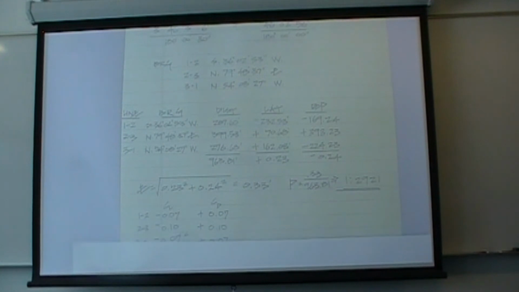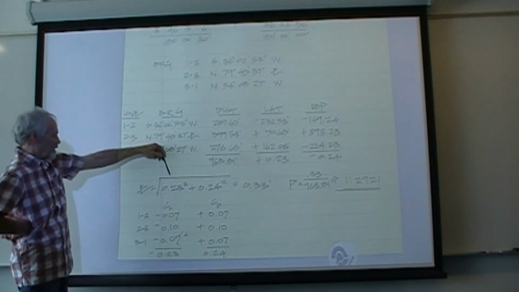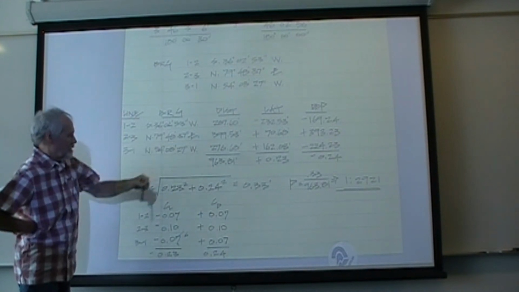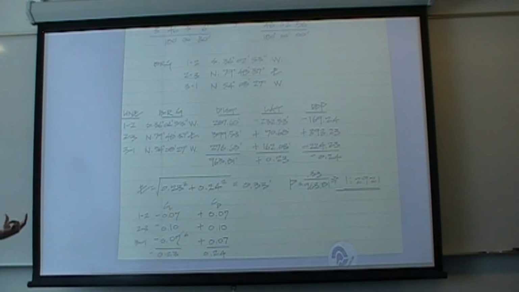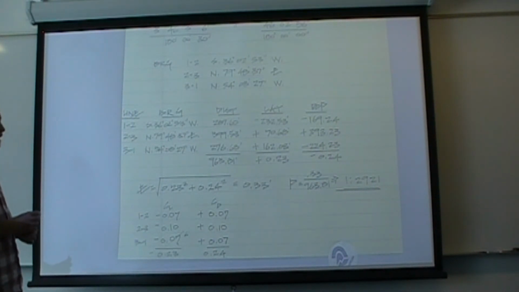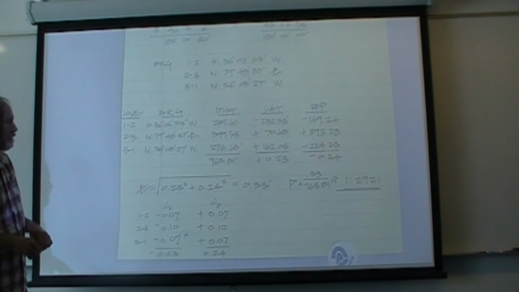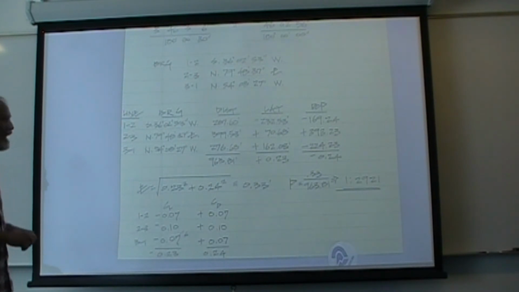From that, we're going to get my linear misclosure. Linear misclosure is simply your latitude error squared plus your departure error squared, square root. So we get a value of 0.33. So that's our total amount of error. And when we take the precision of that, the error of closure divided by the perimeter, we come up with a 1 in 2,921. And I hope no one does work of this quality because you're not doing quality at all at that point.